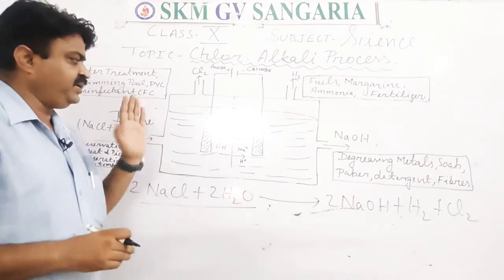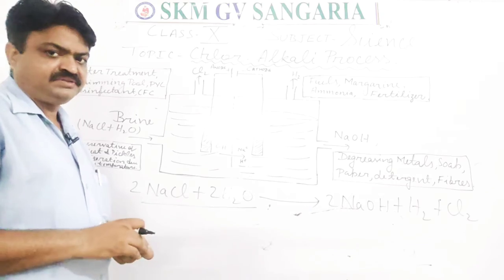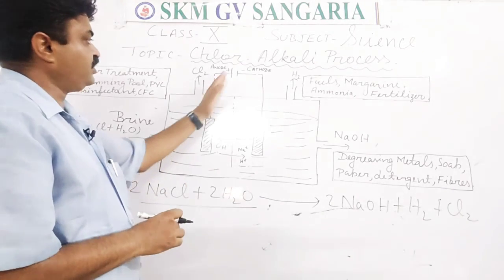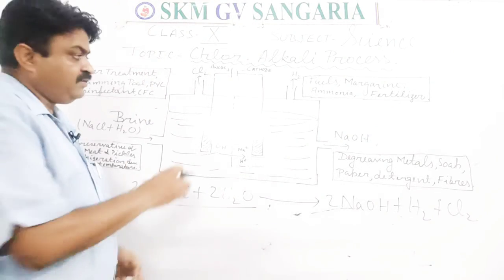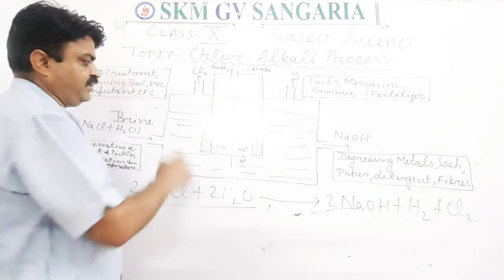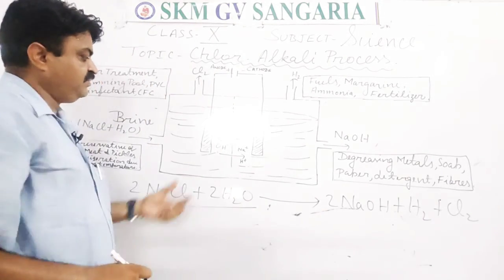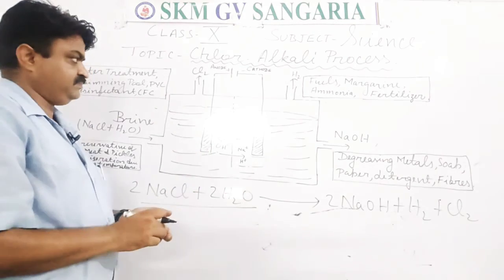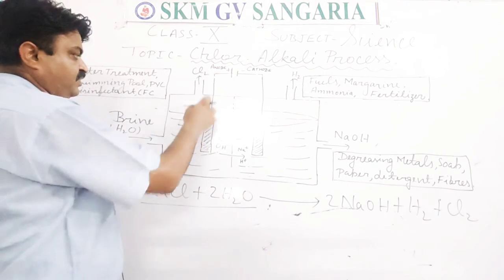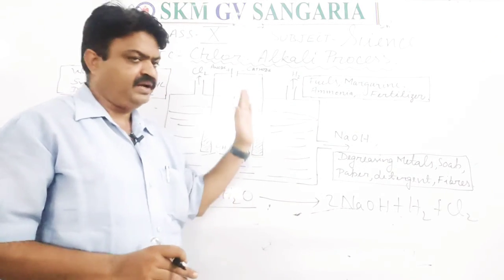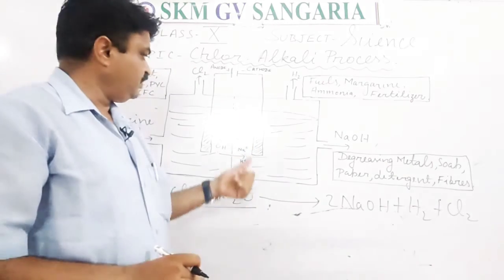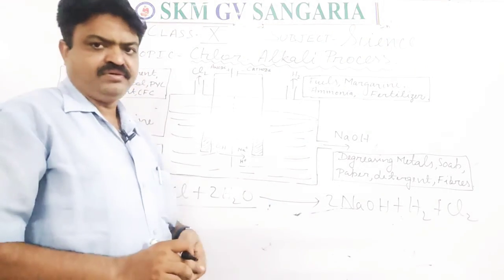Now this is one apparatus. In this apparatus there are two terminals, the positive terminal and the negative terminal. With these positive and negative terminals, we have attached electrodes. The positive terminal electrode is known as the anode and the negative terminal electrode is known as the cathode.